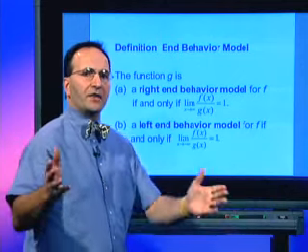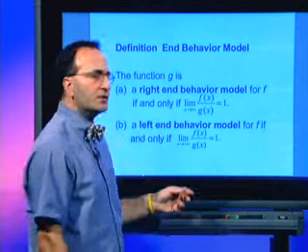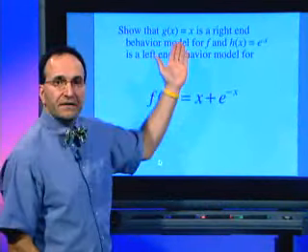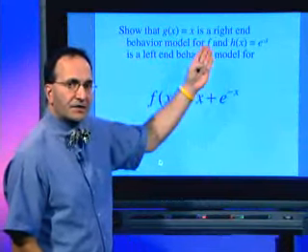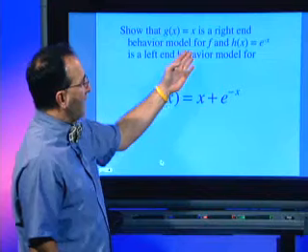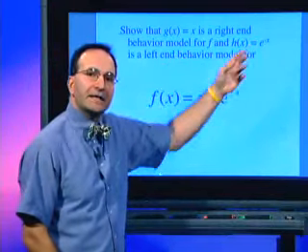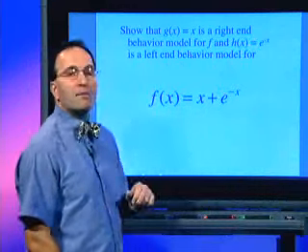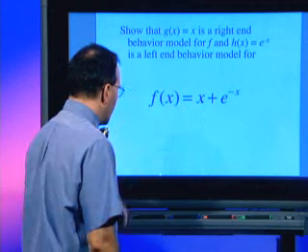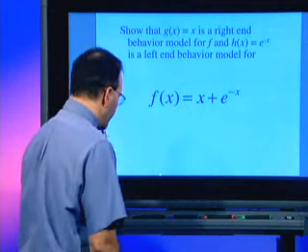Well, with many of our theorems and definitions, it's best to illustrate them by looking at an example. So let's do that here as well. Show that g of x equals x is a right-end behavior model for f, and that h of x equaling e to the negative x is a left-end behavior model for the function f of x equals x plus e to the negative x.